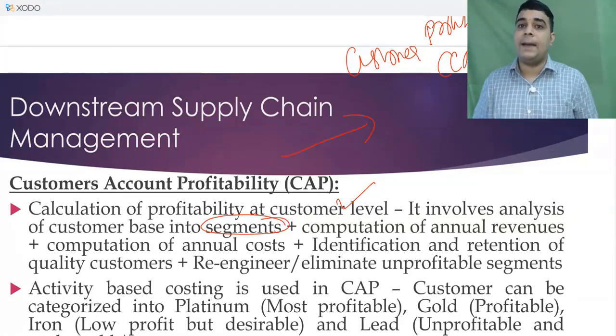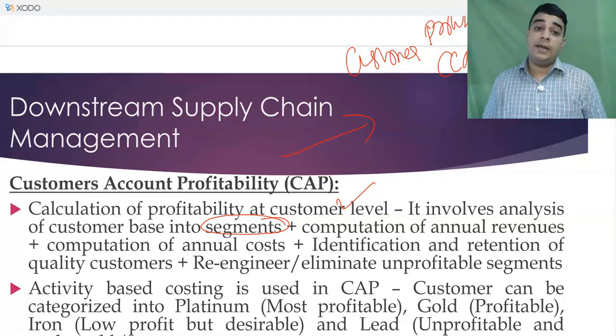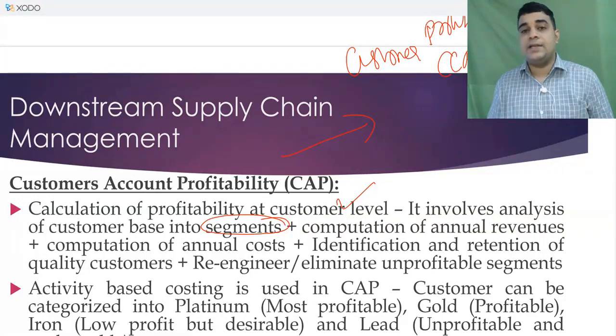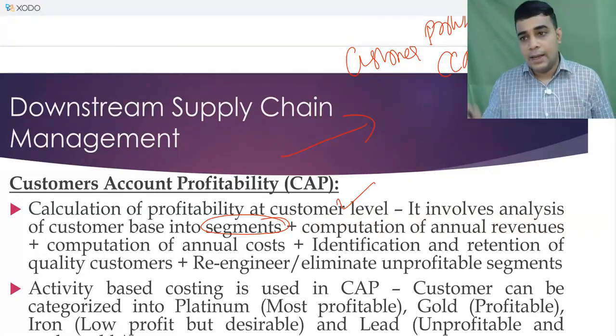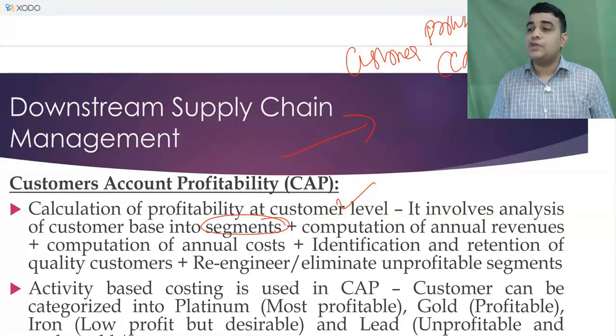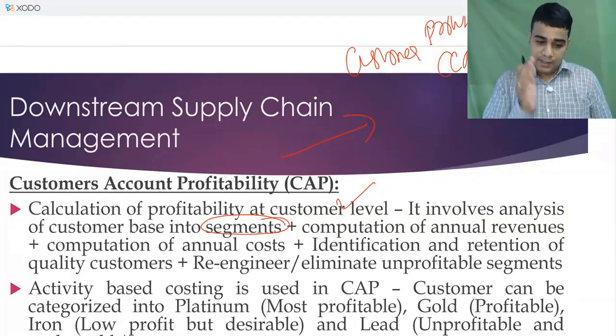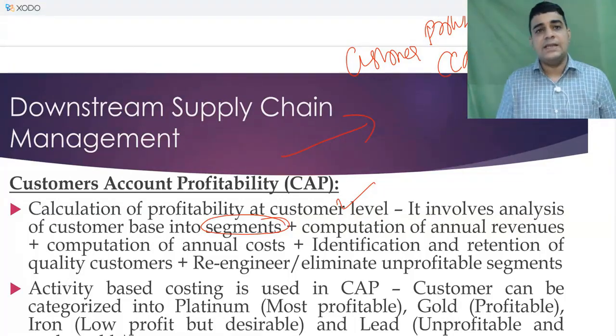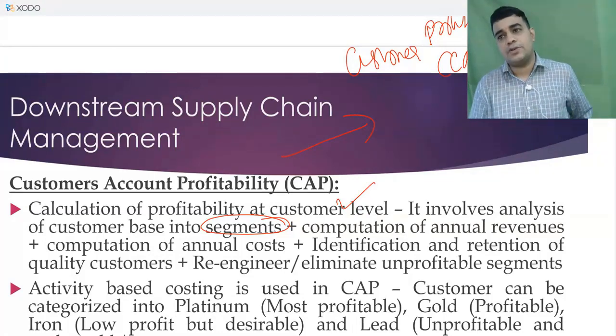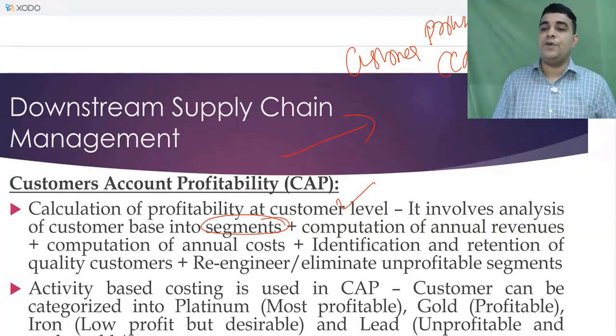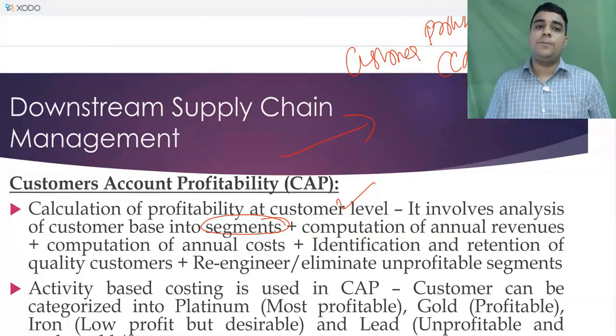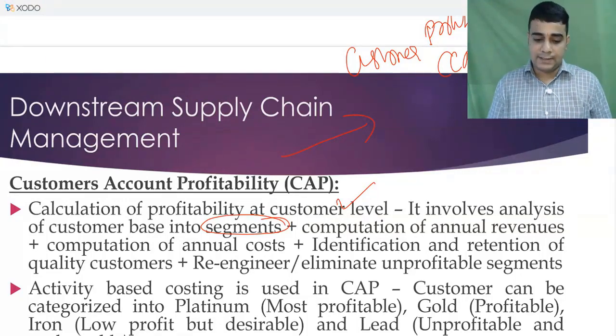The segmentation can happen based on geography, age, or some other characteristic, whichever is possible. So you will have to first segment your customer if possible. Certain businesses will have very few customers, so they may not want to do a segmentation. If you have only 20 customers, you will try to prepare a profitability statement for every customer.